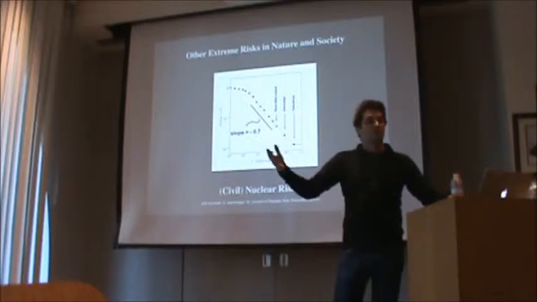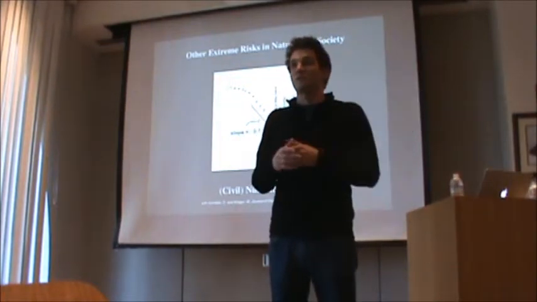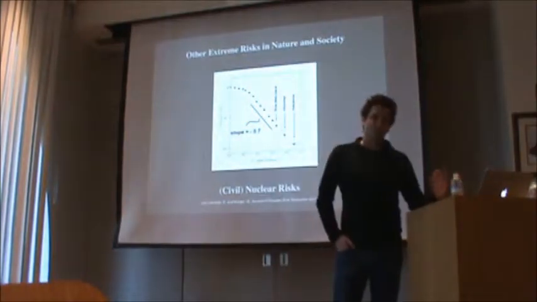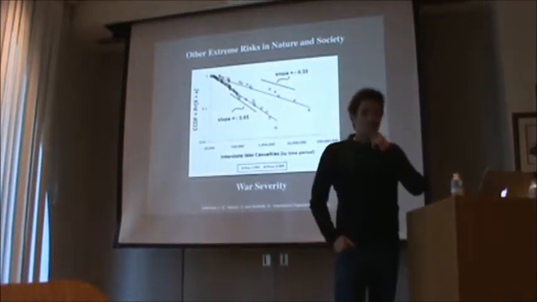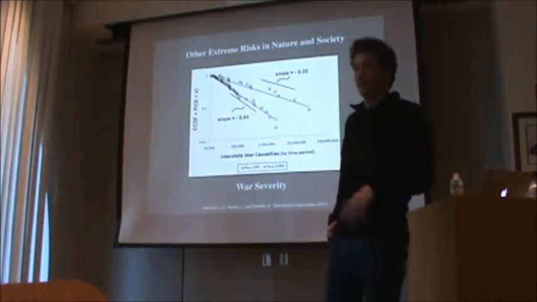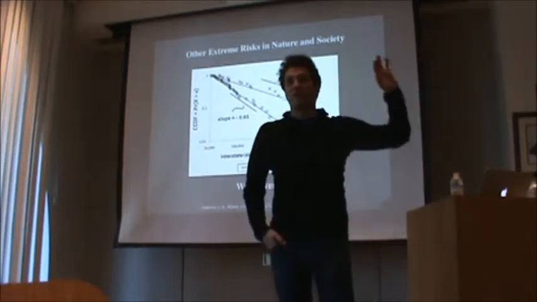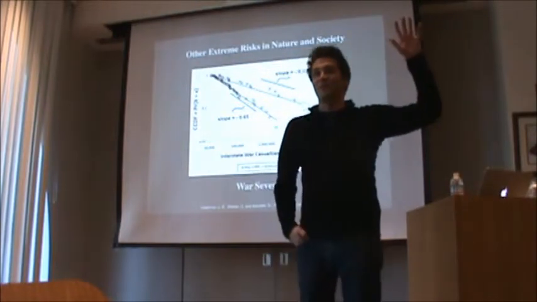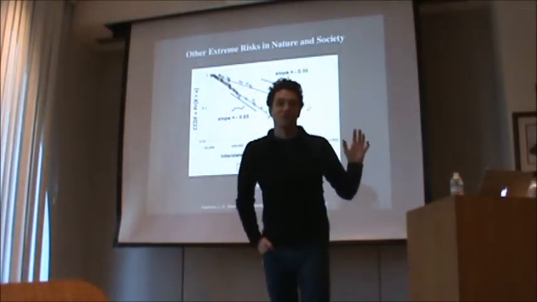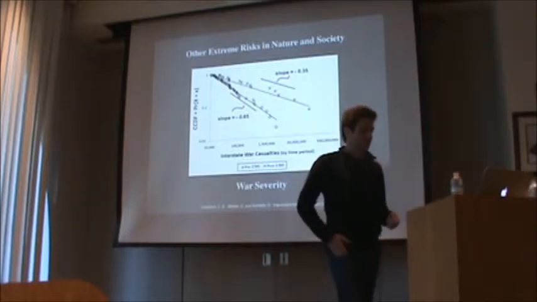So we should not be surprised if one day there's a new nuclear meltdown that is 10 times bigger than Fukushima. So that's something we should get prepared for. Also, another extreme risk in society is the risk of war, the size of wars. And interestingly, there are two distributions: one for the wars before Napoleon, and the wars after Napoleon. After Napoleon, it went much worse than before, also due to the invention of way more efficient weapons.